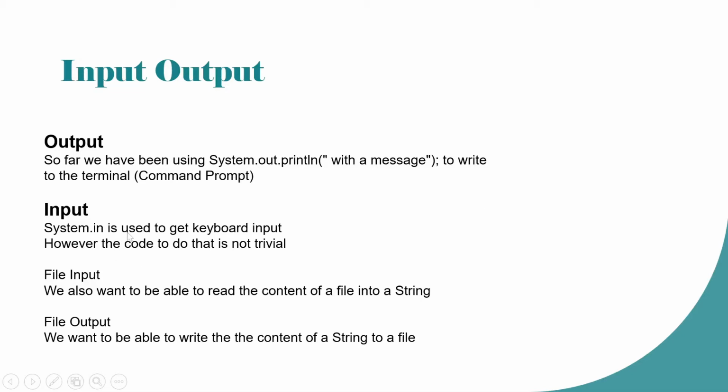System.in is used to get keyboard input. However, the code to do that is not trivial. And for that reason, I did research and I came up with something that's a lot simpler. You will make 5 changes to your class every time you want to get keyboard input. And those 5 changes will be the same. It will be consistent. So with time, it will become second nature.